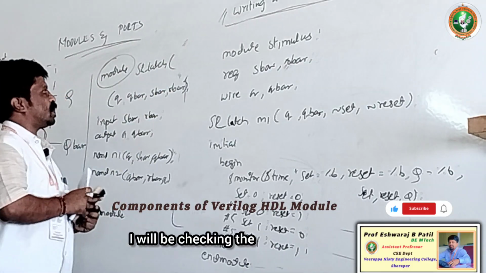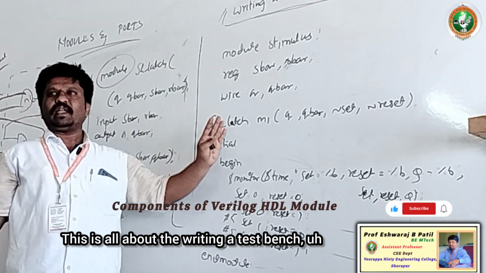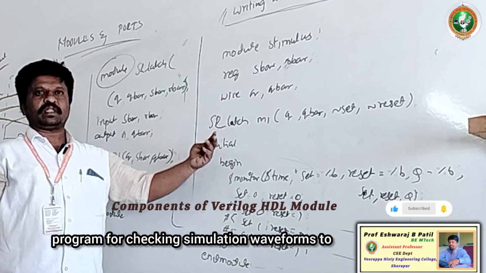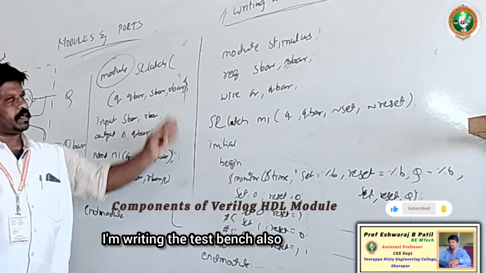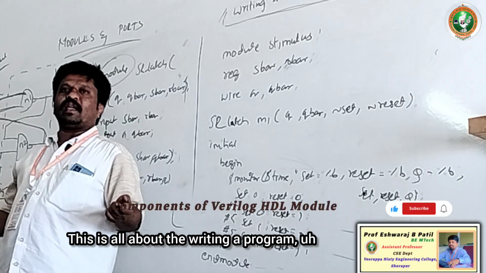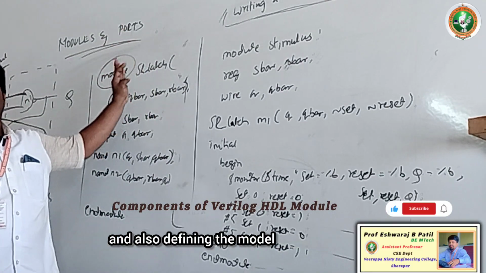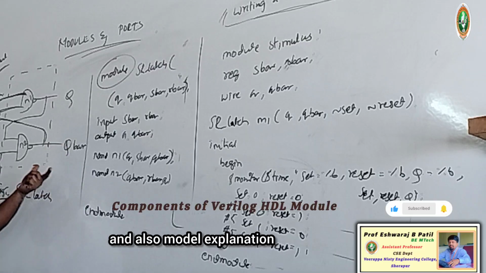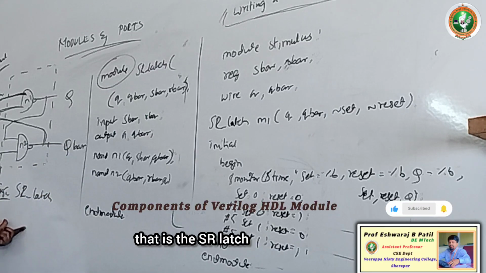I will be checking this output with the help of writing the test bench. This is writing a test bench program for checking simulation waveforms. To get the simulation waveform, I am writing the test bench also. This is all about writing a program, and also defining the model, model explanation, and explanation of the model with one example, that is the SR latch.